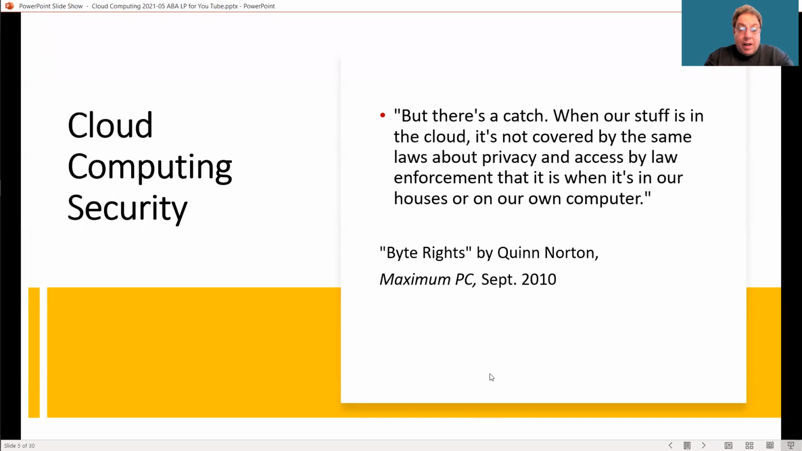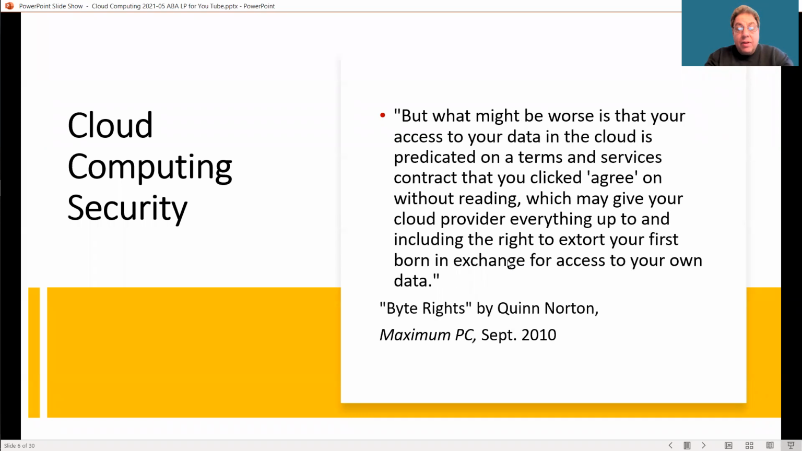I'm in Pennsylvania. I'm covered by Pennsylvania and US federal law. But if your stuff is stored on a computer in India, what are the laws that cover that? And as Quinn Norton indicated, what's worse or could be worse is that your use and access of your data in the cloud is based on those terms of service. And those terms of service are usually the box that you click and just check and say, I agree.